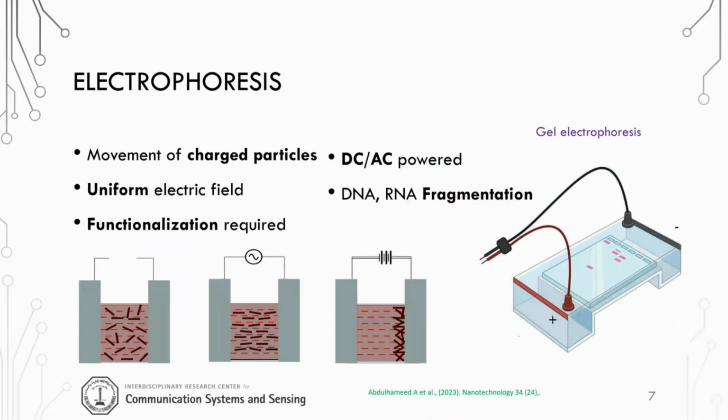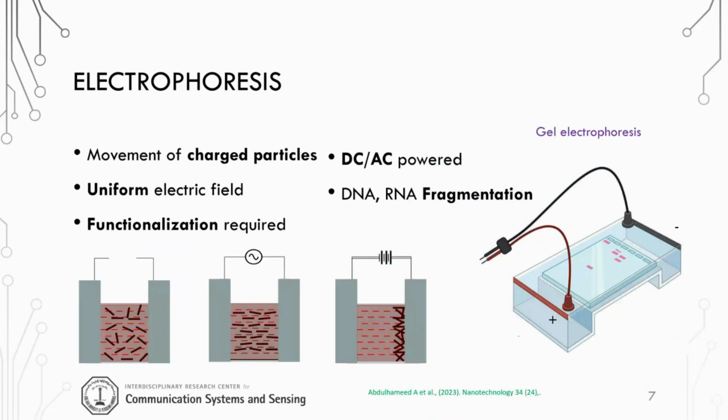So the second force is electrophoresis. Electrophoresis is different from the previous one because it is the movement of charged particles. Okay, so now it is not movement of ions, it is movement of charged particles. It can be powered by DC or AC, both can work. Also, again, it uses the same uniform electric field. So the electric field here is also uniform.